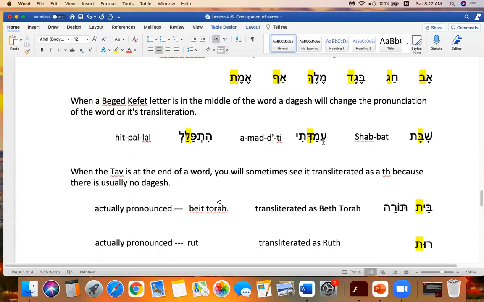Now, sometimes it's pronounced in the middle of the word, especially if it has a shva underneath it and a dagesh. So this would be amad-d-t. So it's got the dagesh, so it's going to be pronounced twice, amad, because of the ending shva, and then it's pronounced d because it has the dagesh, t, amadati.